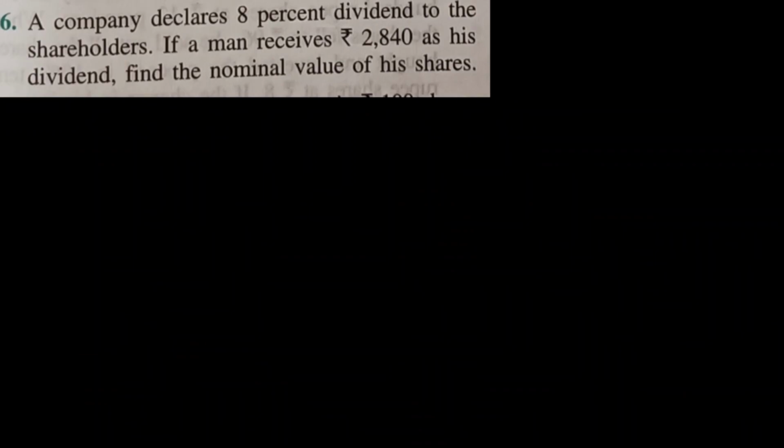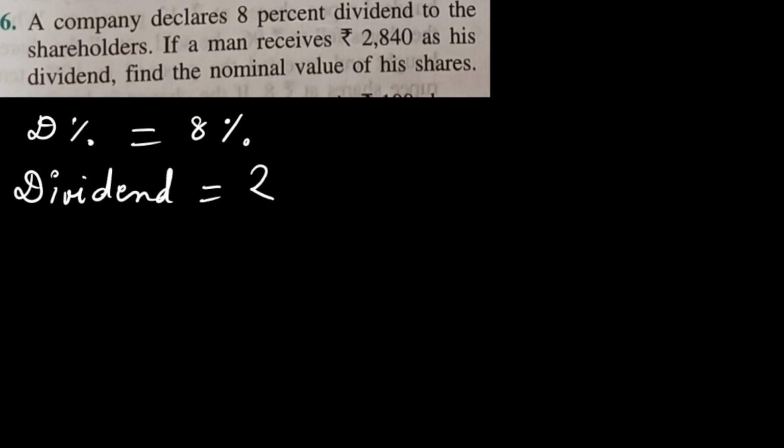Question number 6. Let's write the given things first. A company declares 8% dividend to the shareholders. So dividend percent is given to us, it's equal to 8%. If a man receives rupees 2,840 as his dividend, so dividend in rupees is also given to us. This is equal to 2,840. Then find the nominal value of the shares. So nominal value of the shares we have to find.